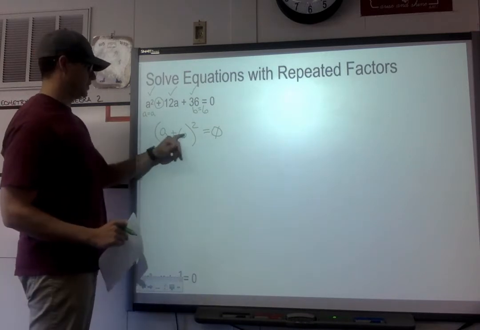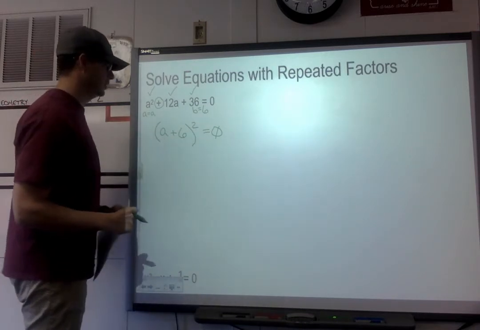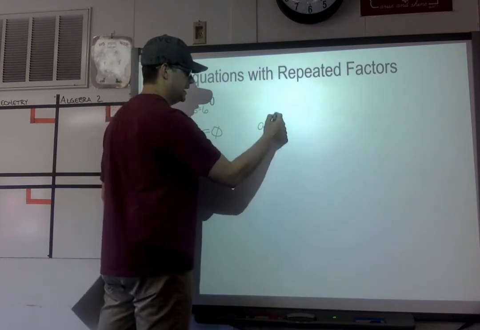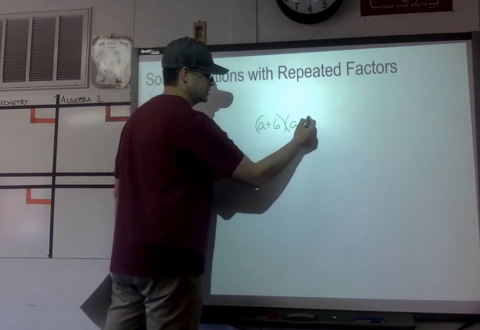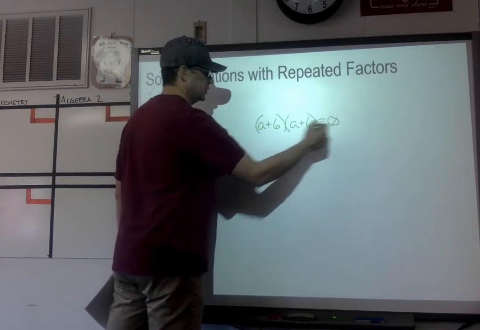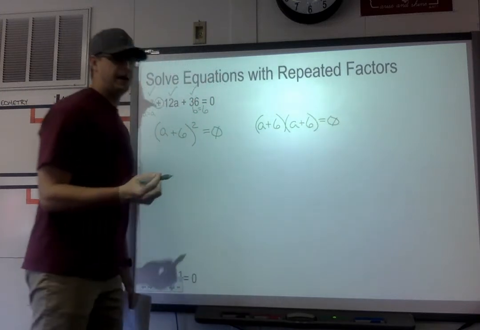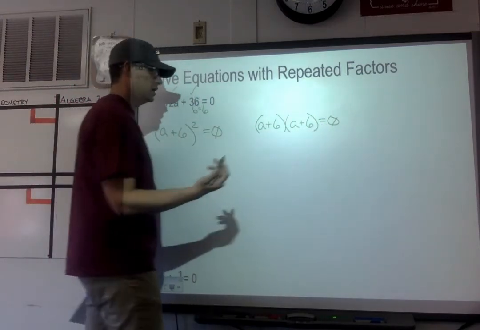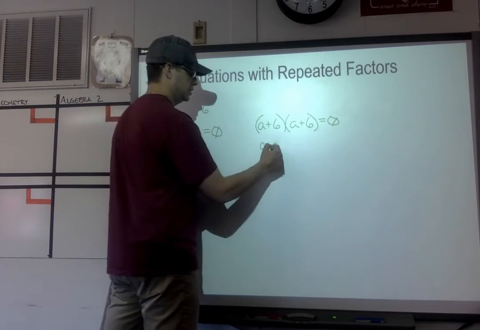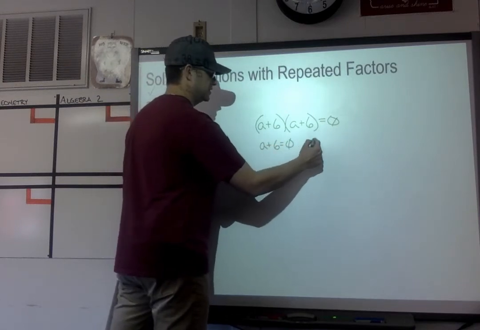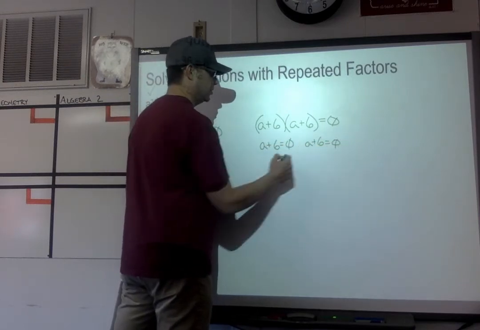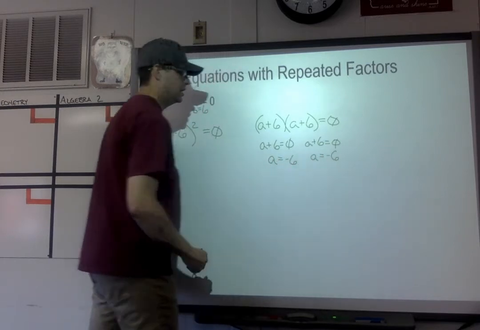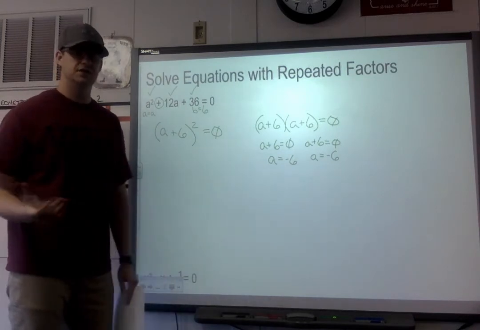Now, a plus 6 quantity squared equals 0. We could also write that out as a plus 6 times a plus 6 equals 0. Now we know in the past we've had to take each of those terms and set them equal to 0. Well here, if we set each of those equal to 0, they're both going to come out as a equals negative 6. So really, we only have to do it once.